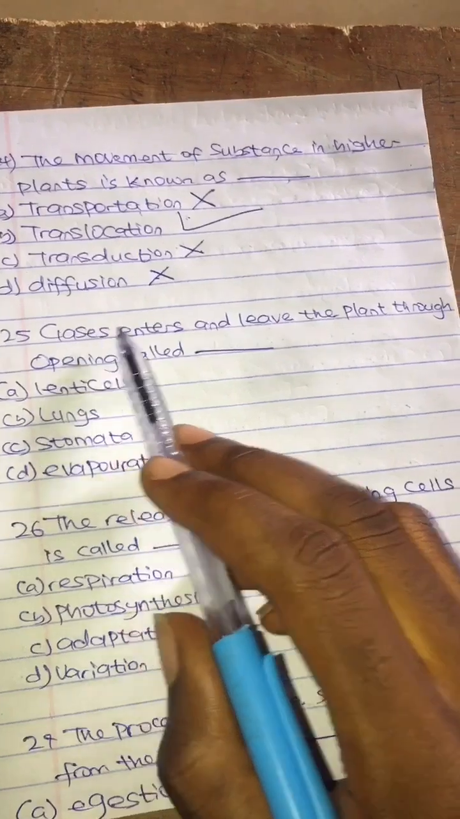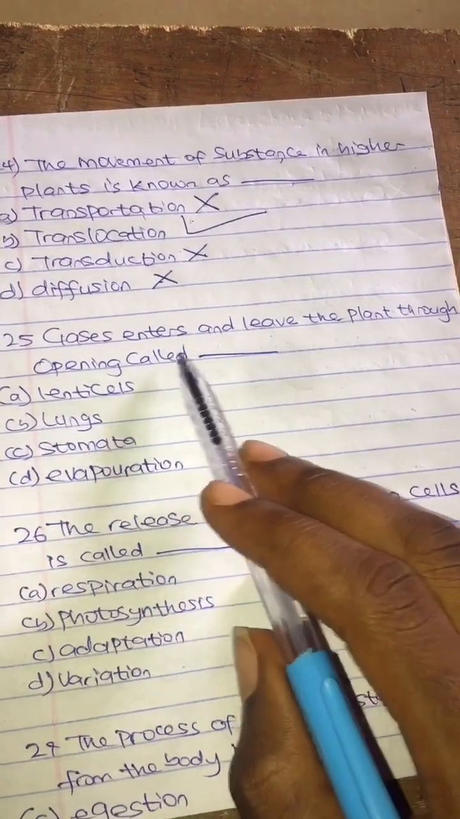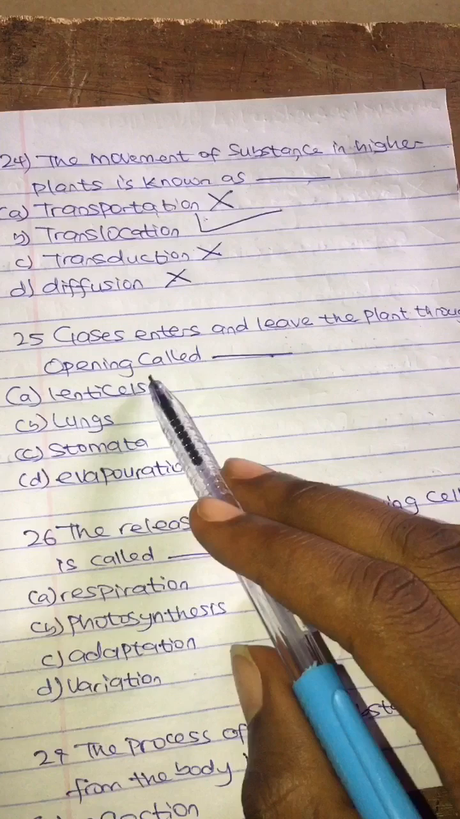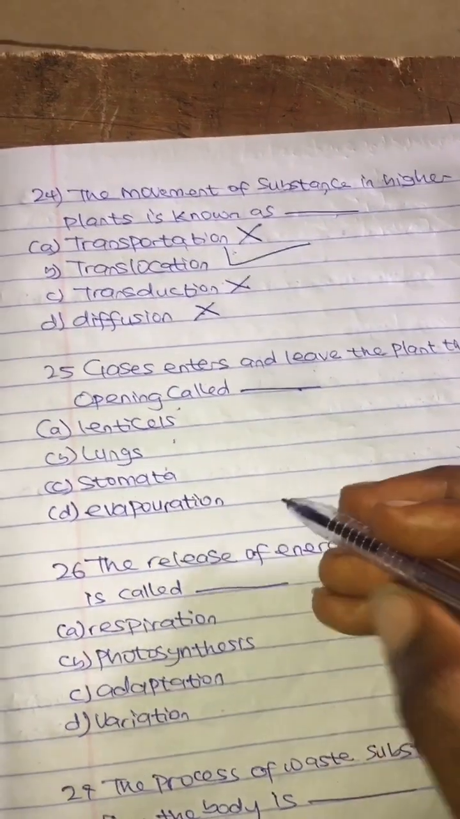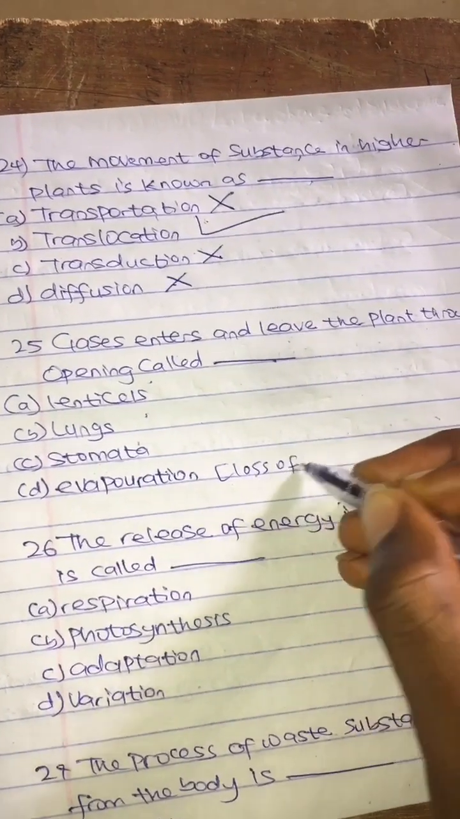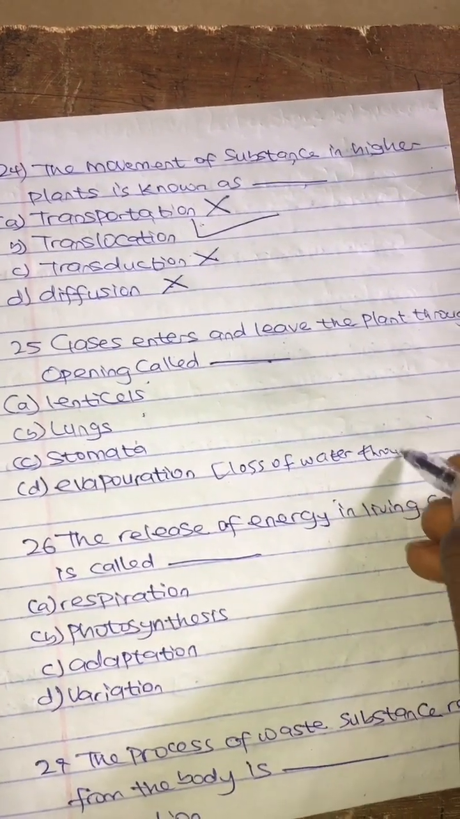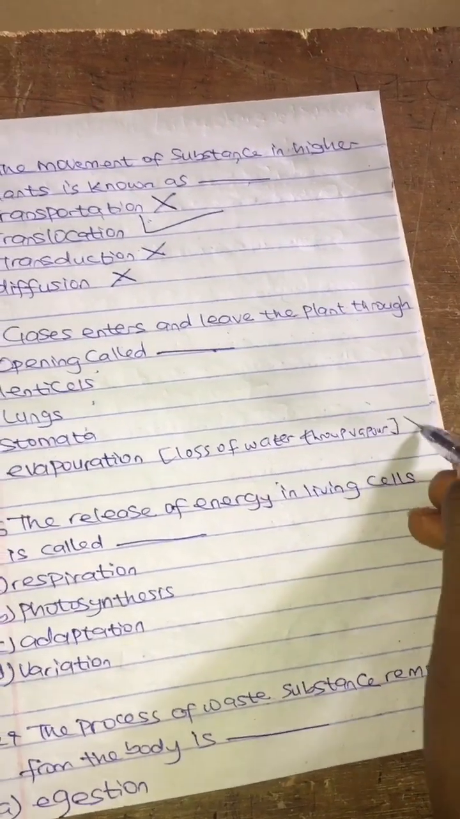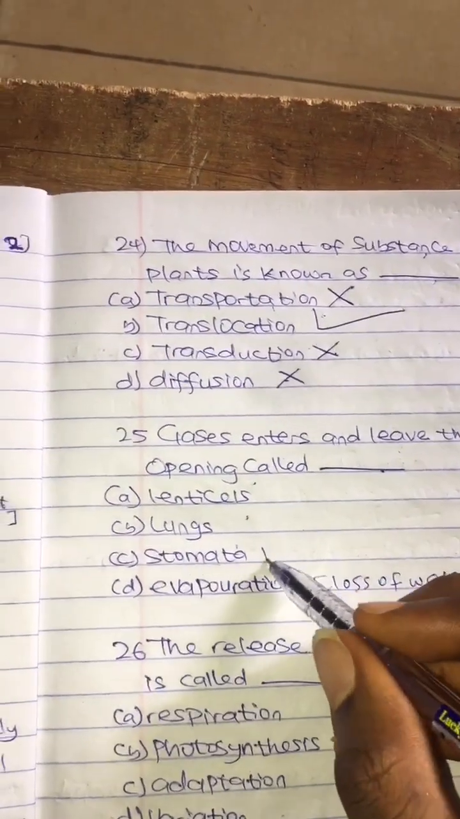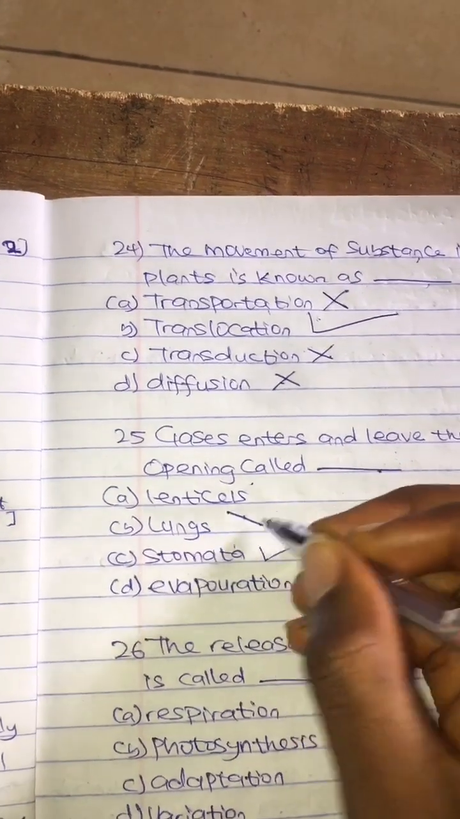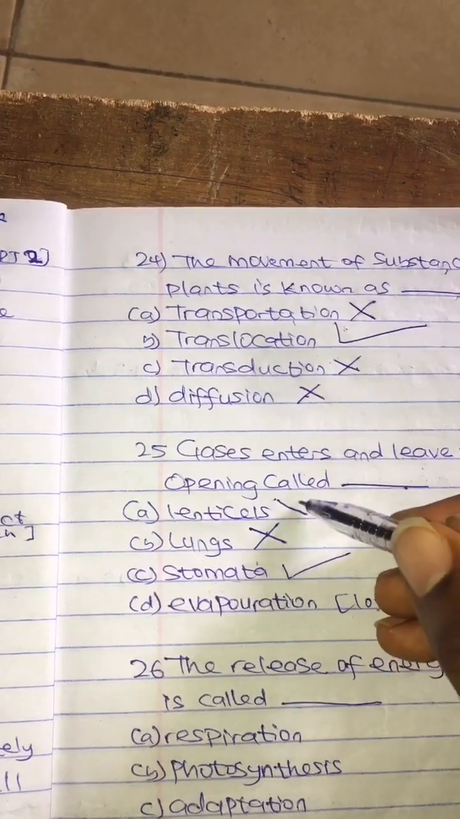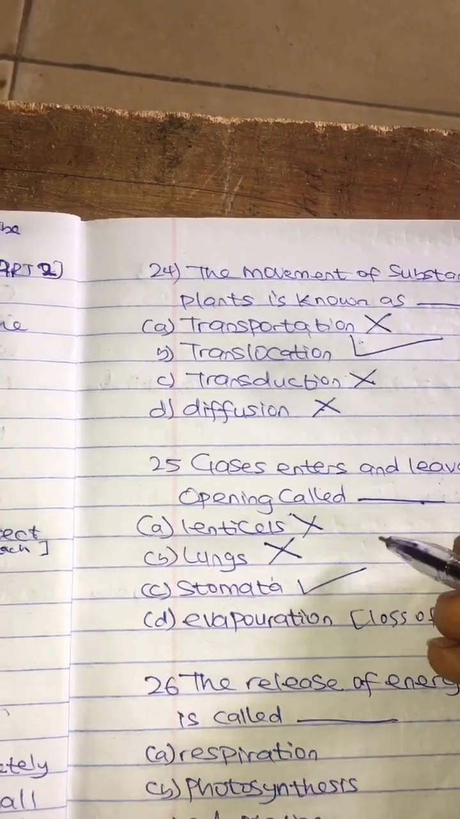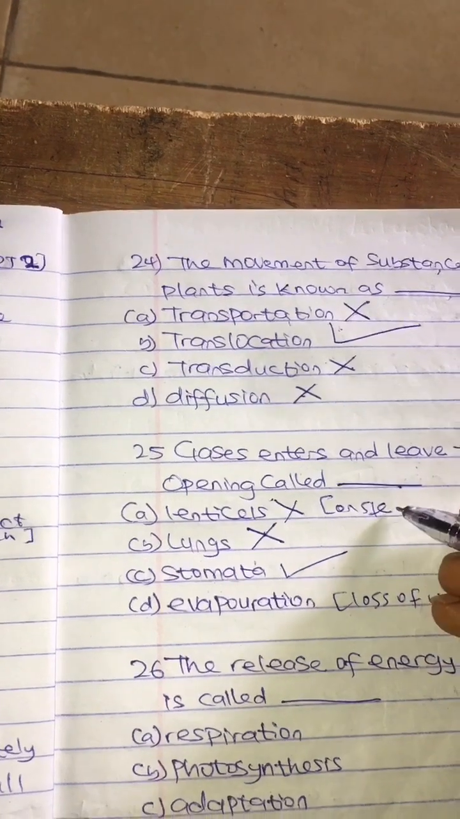Question 25. Gases enter and leave the plant through opening called the dash. A. Lenticels. B. Lungs. C. Stomata. And D. Evaporation. Evaporation is loss of water. We all know that. In our chemistry, loss of water through vapor. That can never be the answer. Stomata is the correct answer. Lungs deal with respiration. Lenticel may seem like the answer, but it is not the answer. Lenticel is based on stem, while stomata is based on leaves.